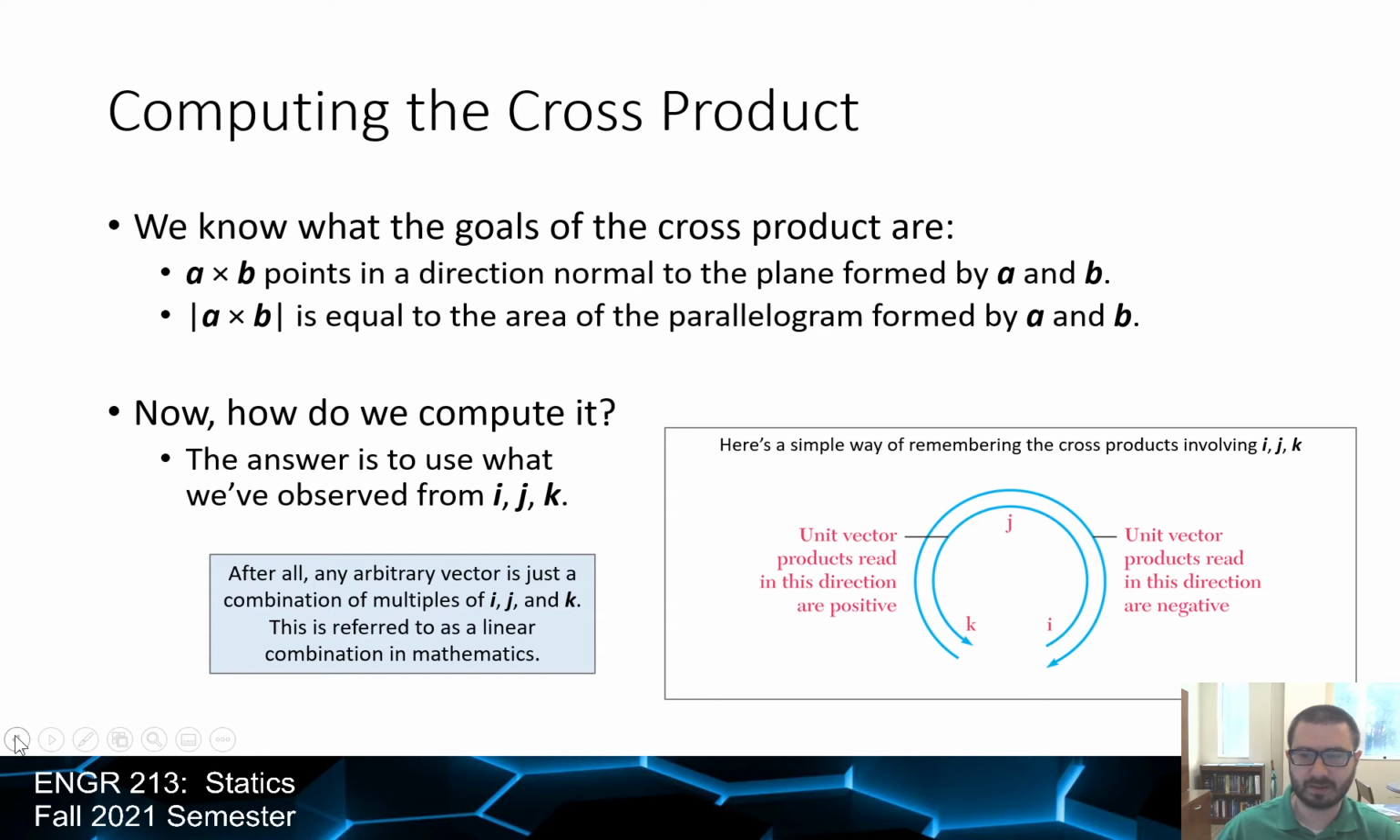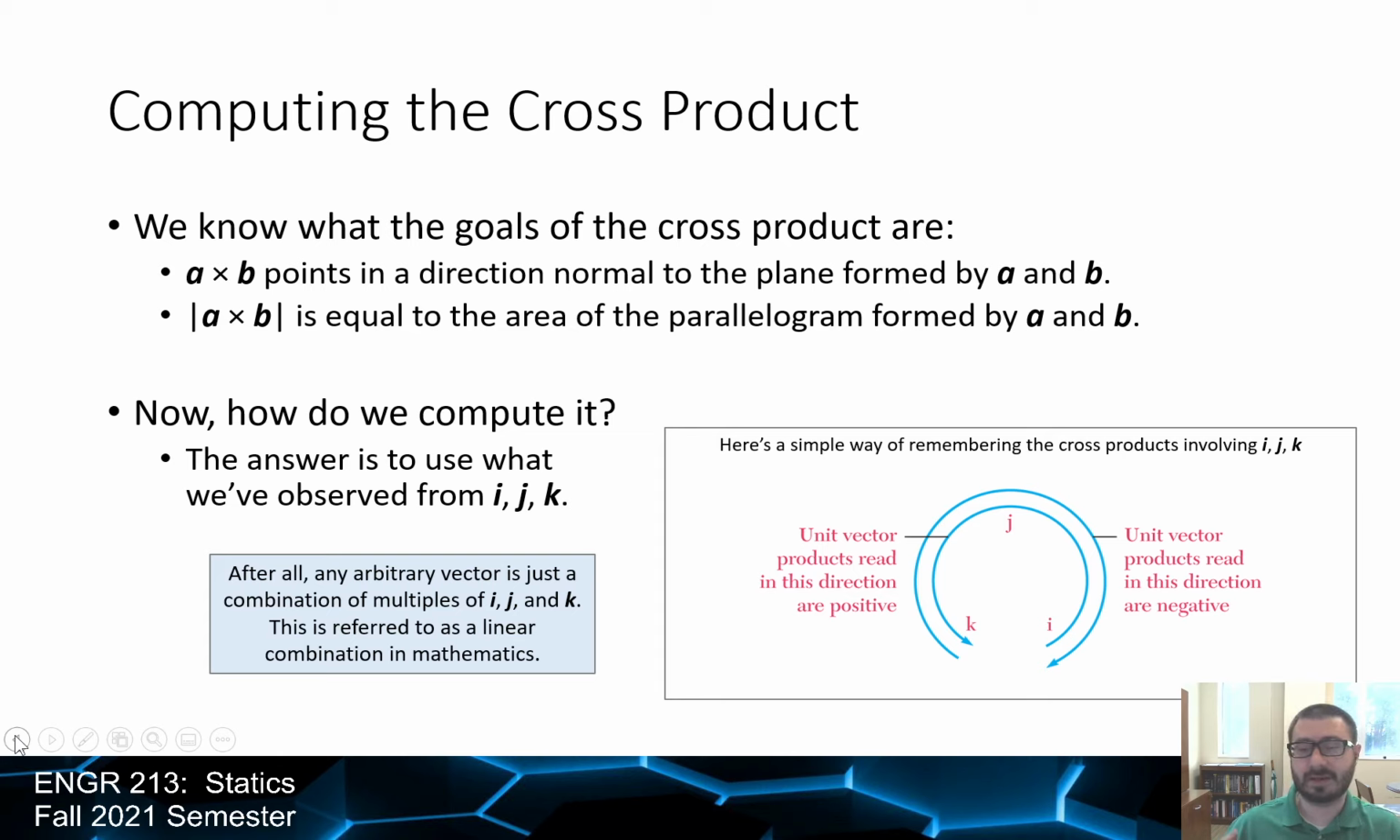I'll go to that slide here in a bit. So let's go back to the goals of the cross product. What do we know about the cross product? We know that A cross B points in a direction normal to the plane, and we know that A cross B has to equal the area formed by that. Now, how do we compute it?